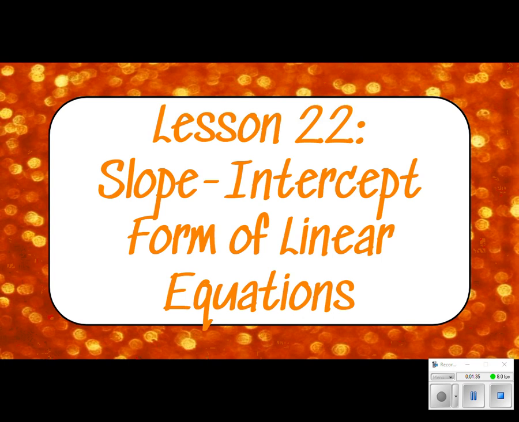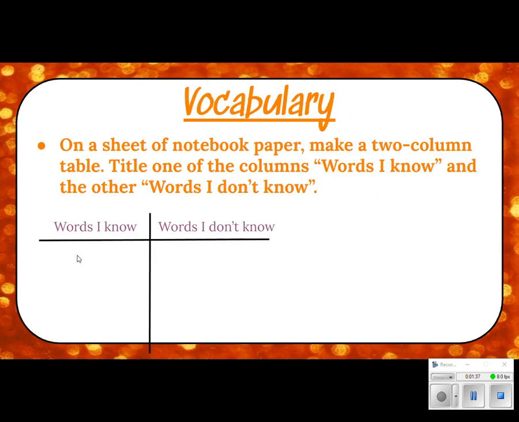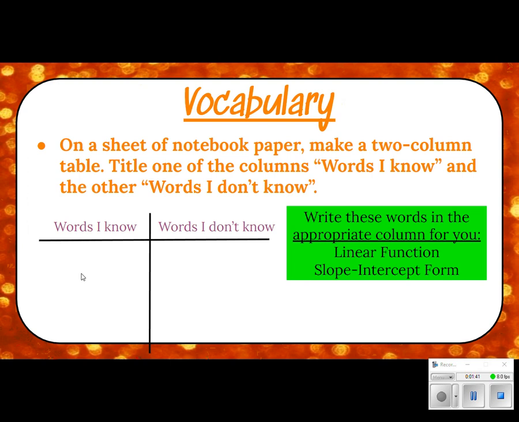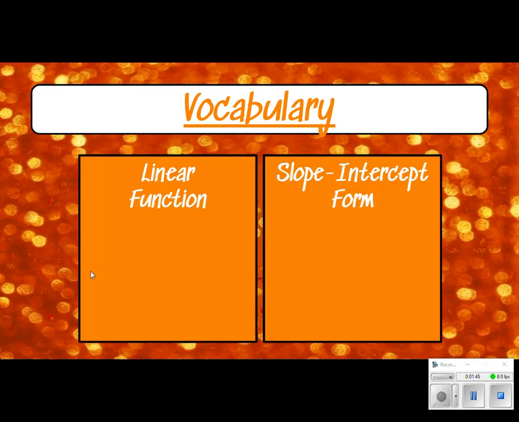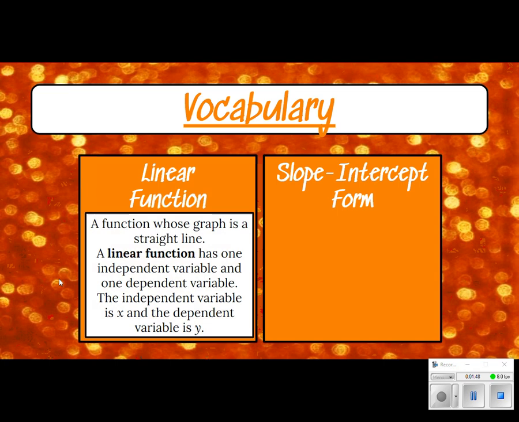All right, so let's get into slope-intercept form of linear equations. So here's some vocabulary: linear function and slope-intercept form. We should know our linear functions by now. A linear function is a function whose graph is a straight line. A linear function has one independent variable and one dependent variable. The independent variable is x, the dependent variable is y.